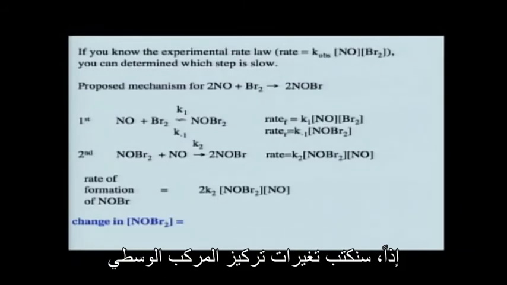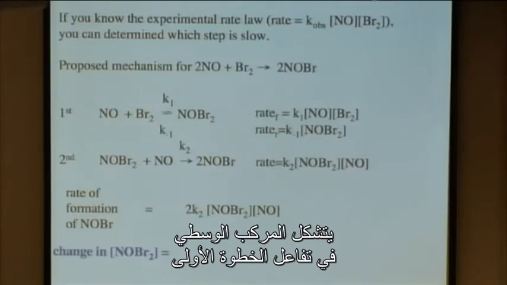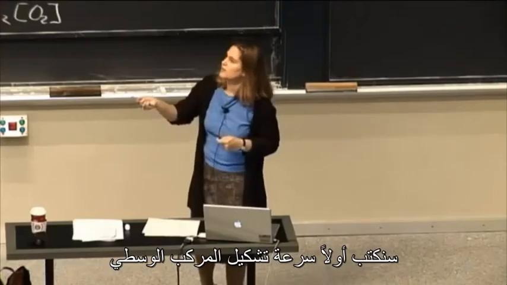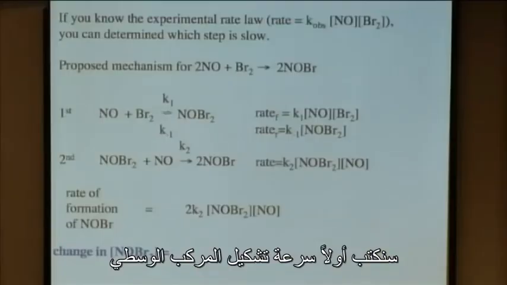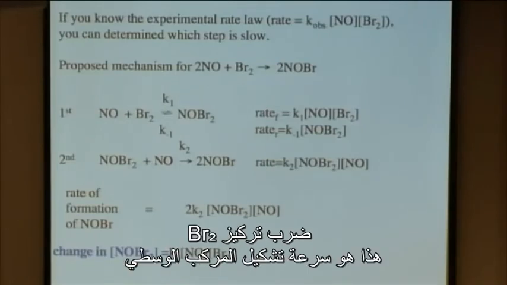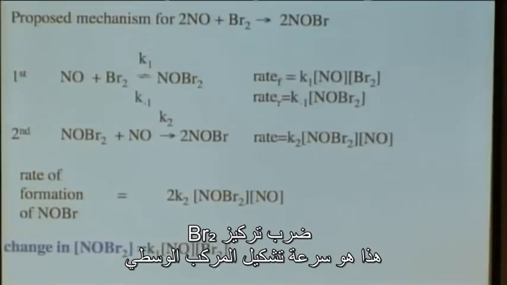So we're going to write about the change in the concentration of that intermediate. The intermediate's being formed in the first step, so we first write the rate at which it's being formed. It's being formed here. So that's K1 times NO times the concentration of Br2. This is how it's being formed.